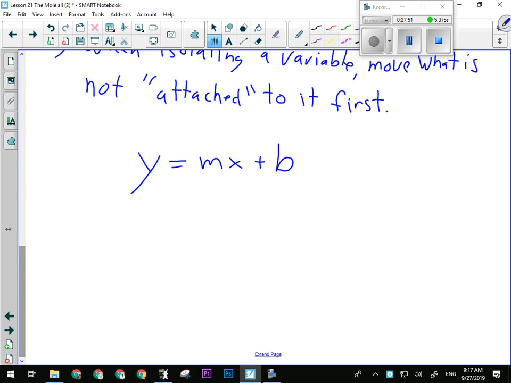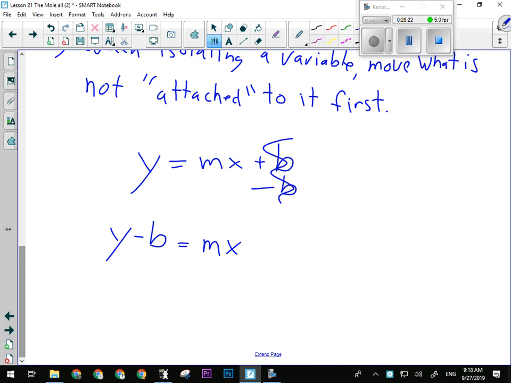If I want to get m by itself, following these 3 rules, I should move what's not attached to m first. So what's not attached to m on this side? B. All right, how would I move b over to the other side following these rules? I would subtract it. So I'm going to subtract b from this side. B minus b, b is gone. Y minus b. So I did that now to both sides. That equals m times x.